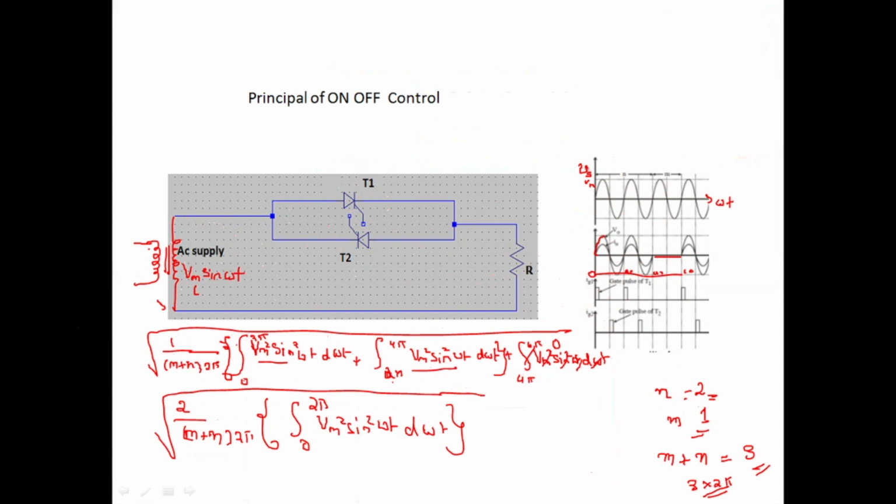So in this case too, generally assume that we turn on this SCR for n cycles and we turn off for m cycles. In this case m plus n is 3, so n is 2, m is 1. The general term I will rewrite like this: n by m plus n, 2 pi to this. We have done integration of this several times, so I can keep Vm squared outside. Okay, I will show you.